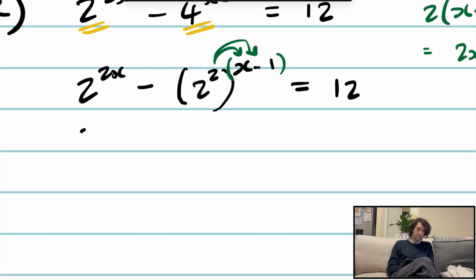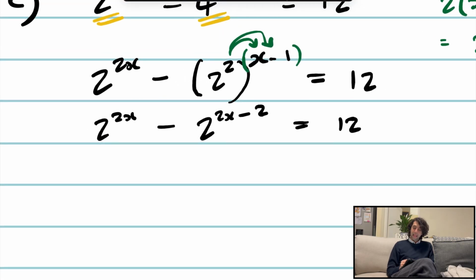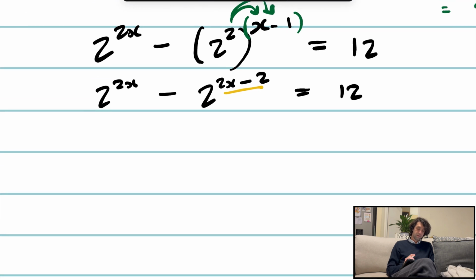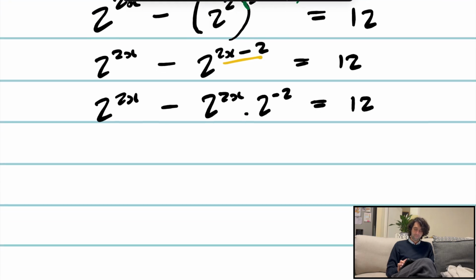Okay, so let's do that quickly. So we have 2 to the power of 2x minus 2 to the power of 2x minus 2 is equal to 12. Now, I cannot make this 12 with the base 2, but I can split this up and factorize. So let's give that a go. I have 2 to the power of 2x minus 2 to the power of 2x multiplied by 2 to the power of negative 2, which is equal to 12.